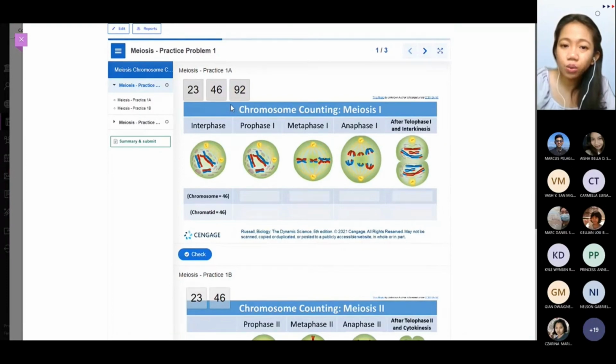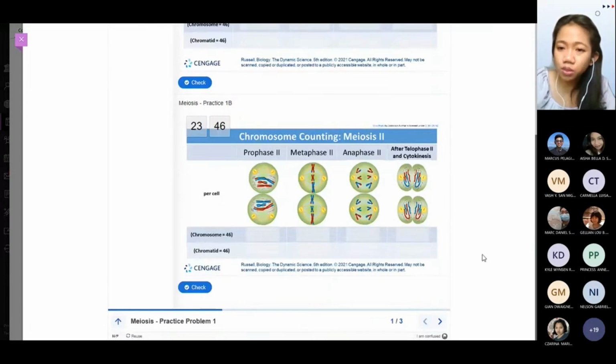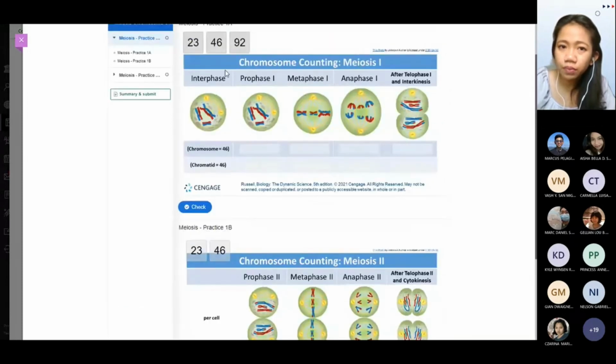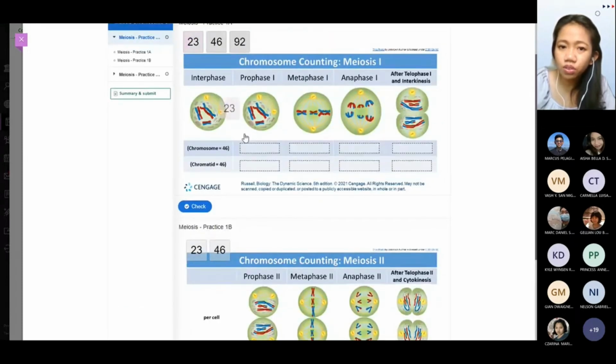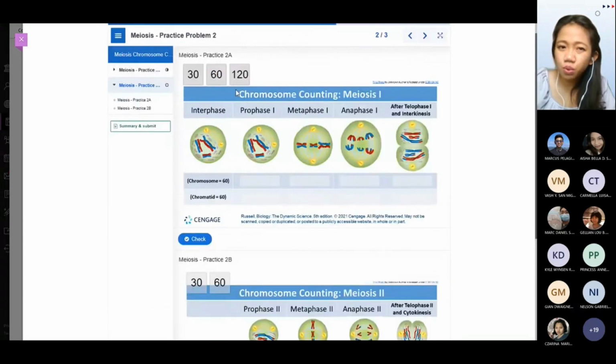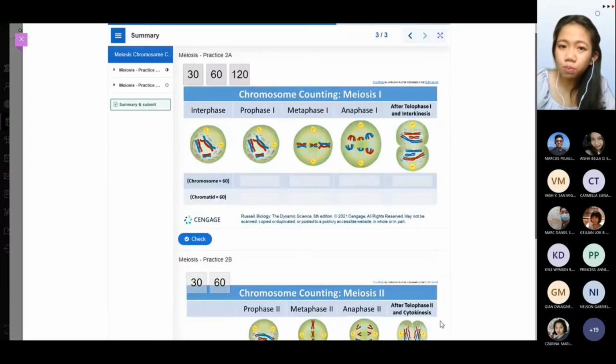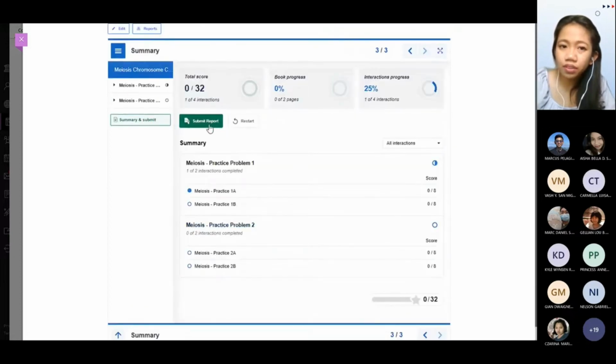Okay, so these are the chromosome counting problems. There are two sets of problems. So, this is the first one. And if you want to answer, just drag it there. Put it in the box where you want to place it. And then, this is the second practice problem. Then, after answering the two practice problems, submit the report. Then, please check if it was recorded.